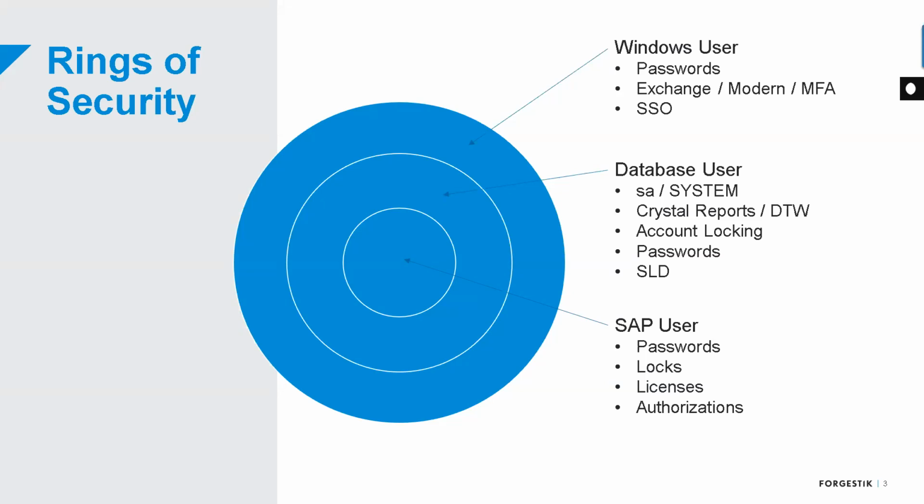So you want to kind of control your SA. SA is a system administrator in SQL land, and then the system passwords. So if you have users doing Crystal reports or DTW, data transfer workbench stuff, you can just make them a different user that only has access to certain databases, and you can connect them that way.